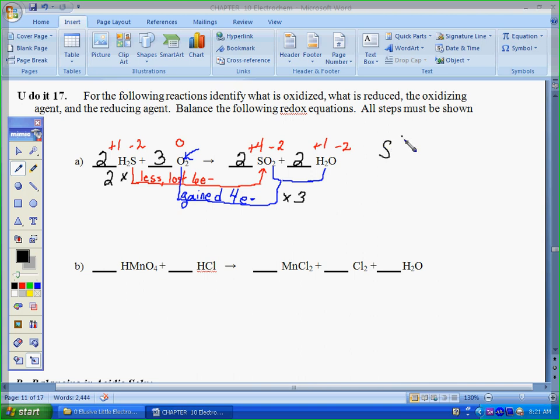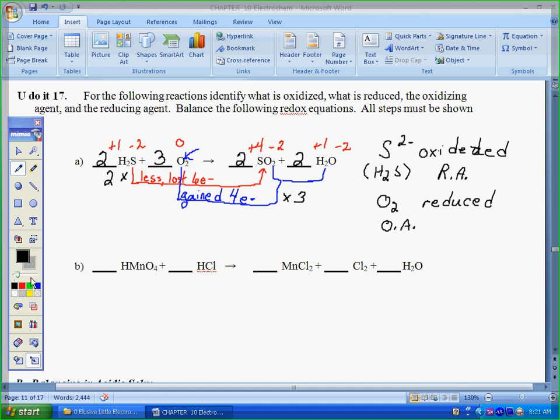Now just a few more words before we leave this one. I would say the sulfur 2 negative species was oxidized. Be really careful. Some people would have said H2S, but I wanted to be specific there. It was oxidized, and that makes it the reducing agent. Gets our terminology down there. And our O2 was reduced, making it our oxidizing agent.